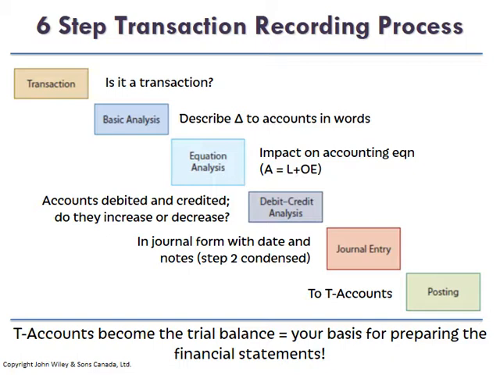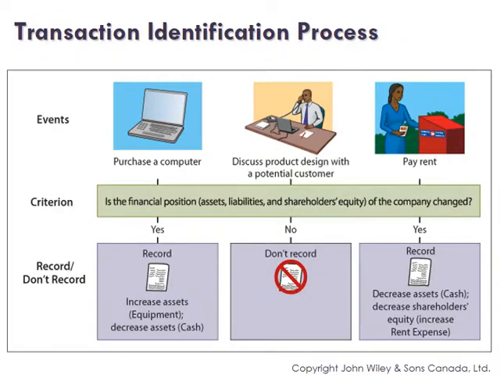The first step in this process is answering whether or not the event that we're looking at is a transaction at all. We answer that by asking ourselves the question, is the financial position, defined by the assets, liabilities, and shareholders' equity, changed by this event? We see here 3 examples: purchase of a computer, discussion of product design, and payment of rent. We can see that the middle event, discussion of product design, does not impact the financial position and is therefore not recorded or quantified on the financial statements, although it might be mentioned somewhere in the notes.